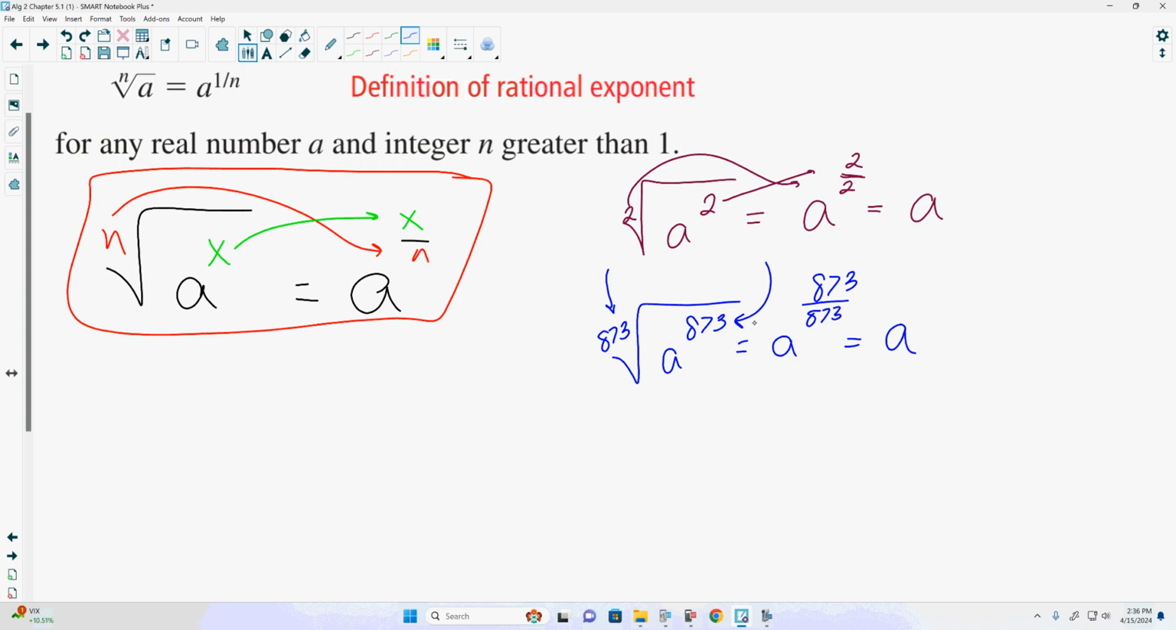Questions on this here? We good with this so far? We've kind of seen how this works. This is kind of nice.